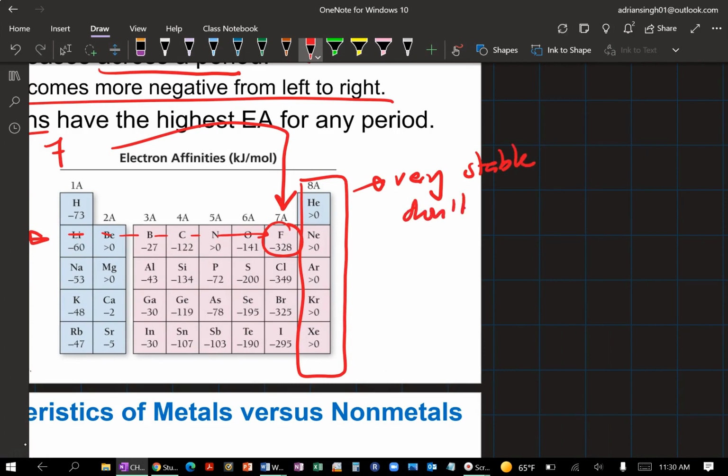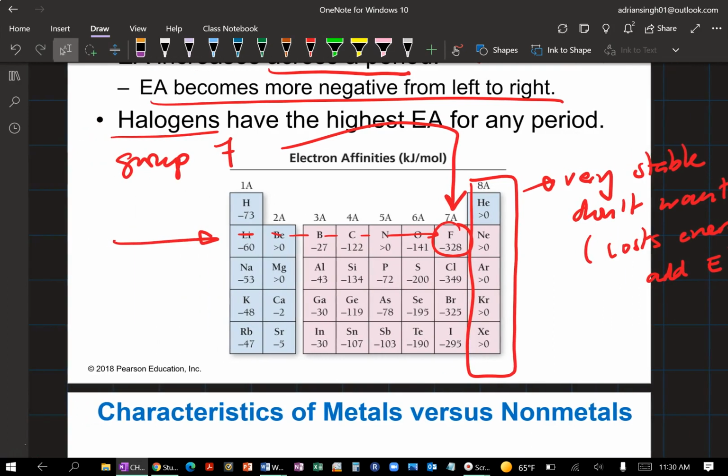They don't want any electrons. They are happy the way that they are. And if we were to add electrons to them, that would cost energy. So it costs energy to add electrons. So we need to provide energy, in other words, for that to happen. All right, and that's not very likely to occur compared to the other elements on the periodic table.